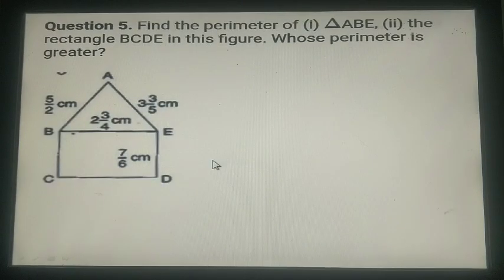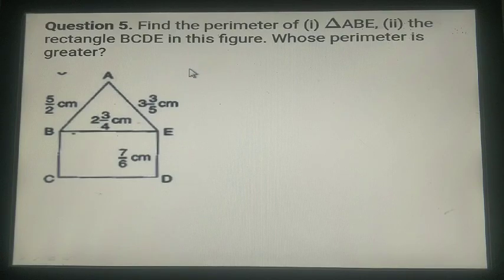Question number 5. Children, this is a very interesting question, a nice question for you. The perimeter of triangle ABE has to be found out, and also the perimeter of the rectangle BCDE has to be found out in this figure. And later on they are asking you whose perimeter is greater.